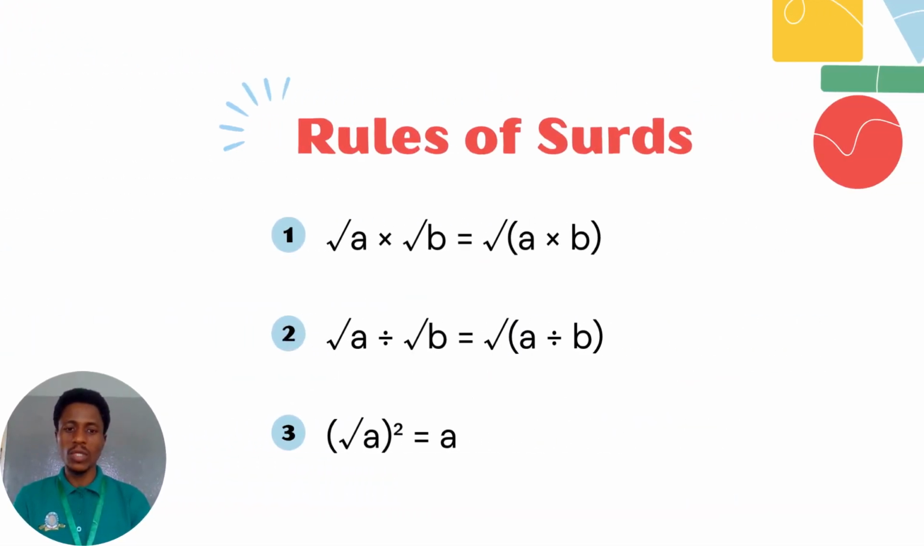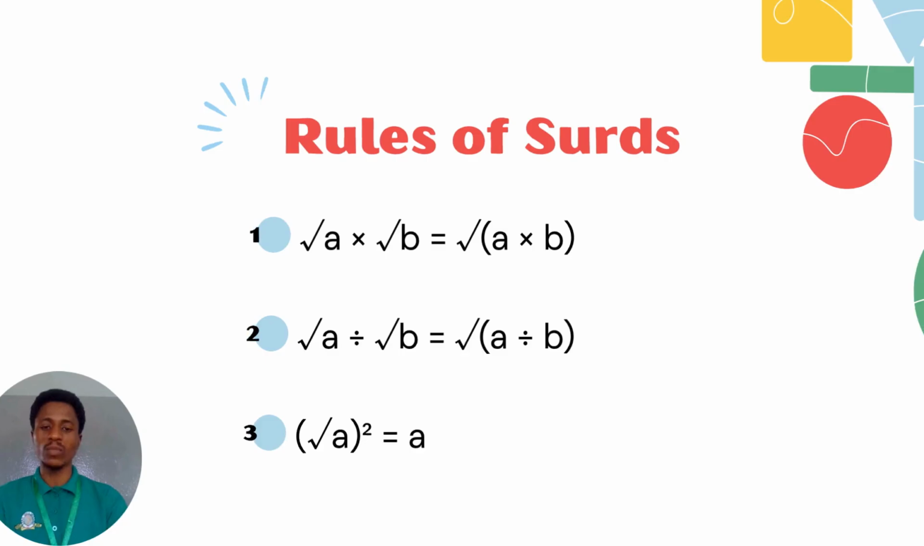So let's go through the rules of surds. The first rule, root A multiplied by root B, will give us root A times B combined. The second one, root A divided by root B, will give us root A divided by B, all combined. The third one, root A squared, everything squared. So here the square cancels the square root and our answer becomes A.